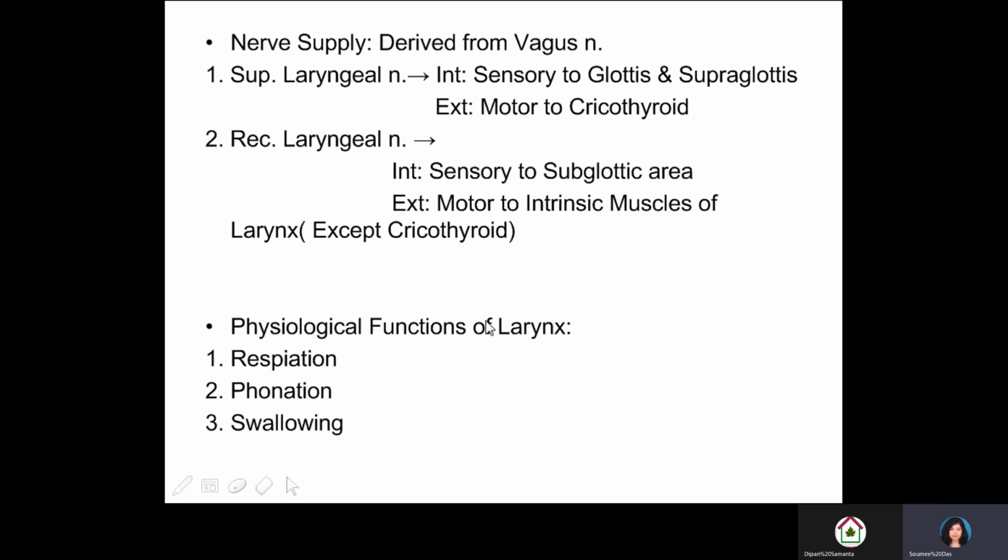Okay, physiological functions of the larynx. These are respiration, phonation, which means speaking, that is, the production or making of sound, creating sound. That means speech. So respiration, speech, and swallowing. Whenever there is any pathology in the larynx area, there would be difficulty in swallowing, or deglutition, or there would be dysphagia, that means difficulty in eating.